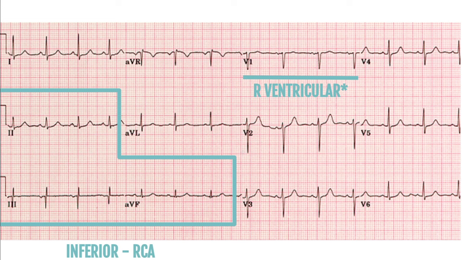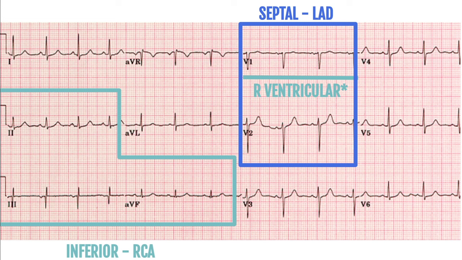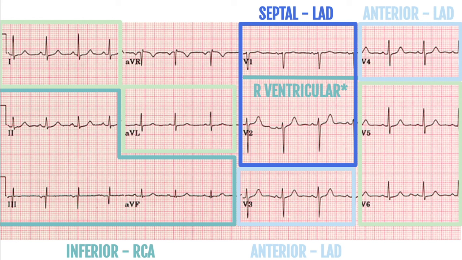We're going to keep going with the EKG, and we want to look at the septal wall of our heart next. So those are leads V1 and V2. This is supplied by the LAD. Next, we're looking at V3 and V4, which is the anterior wall of the heart, also supplied by the LAD. The lateral wall is represented by V5 and V6, which is supplied by the circumflex, which is a branch off of the left main coronary artery.